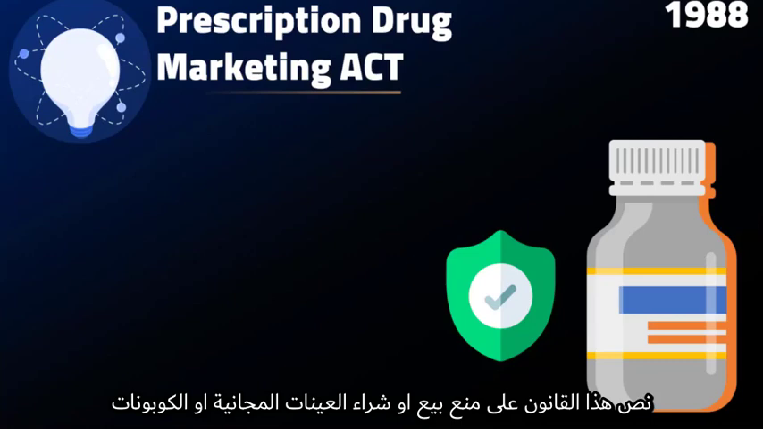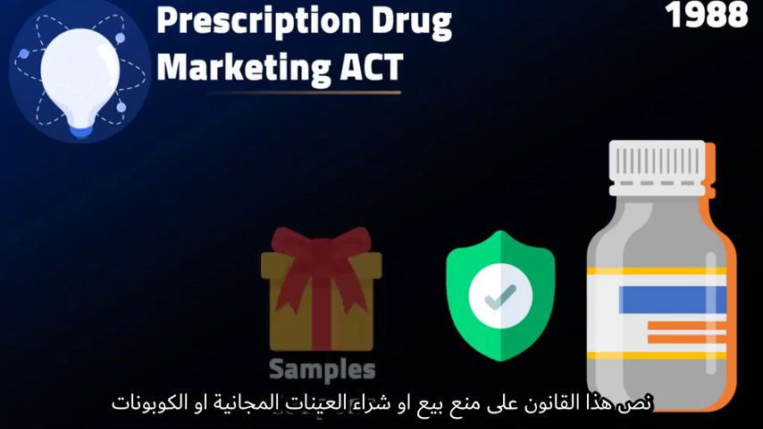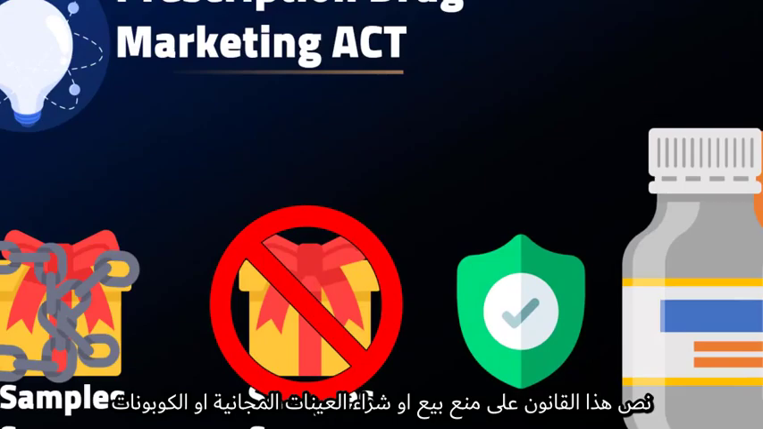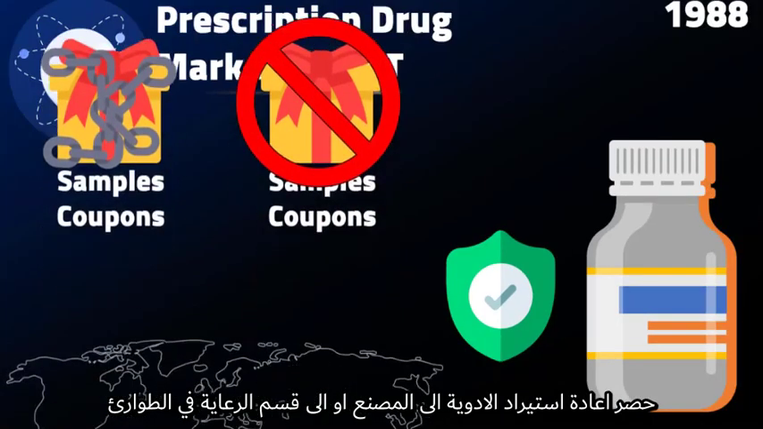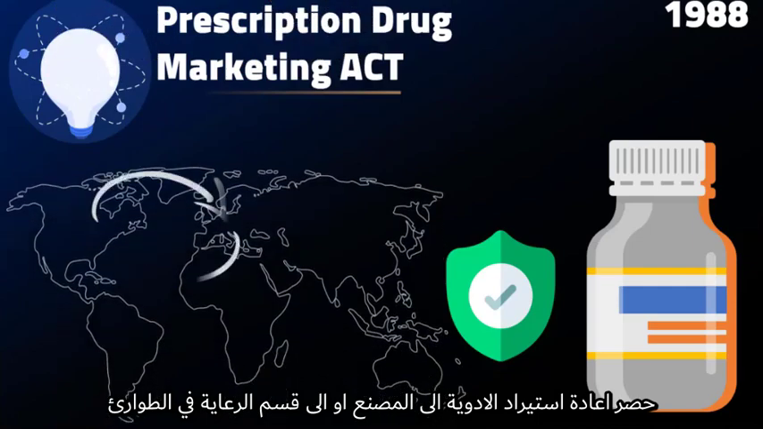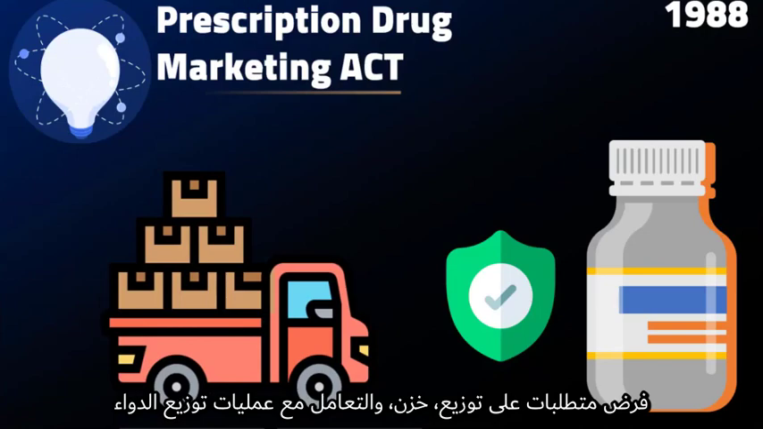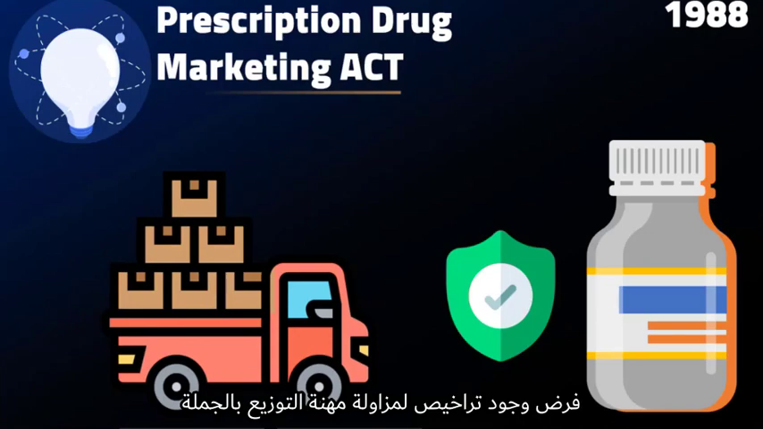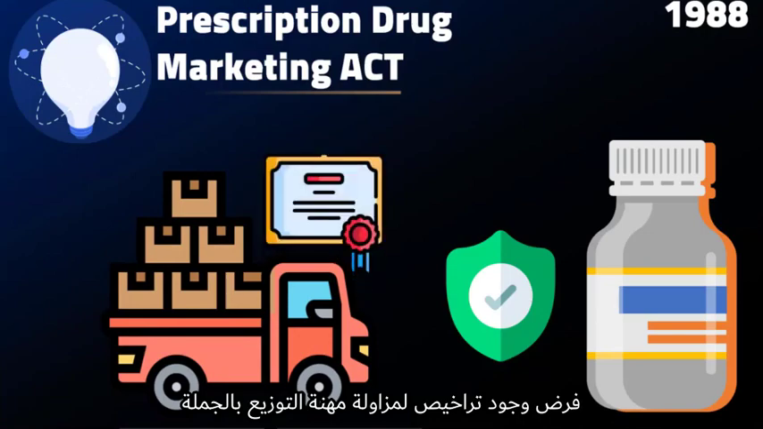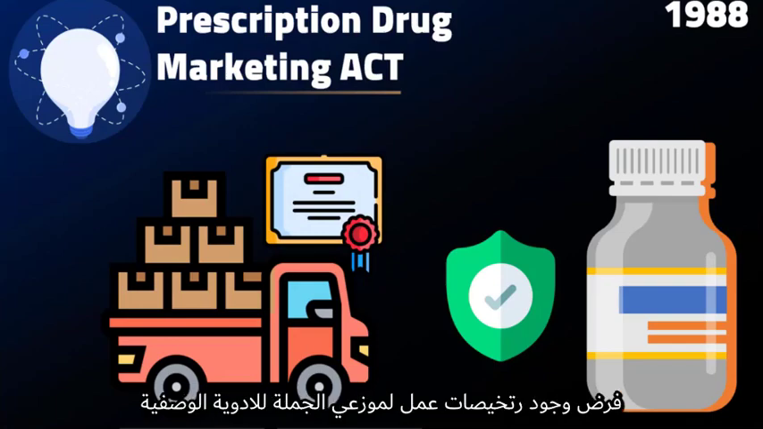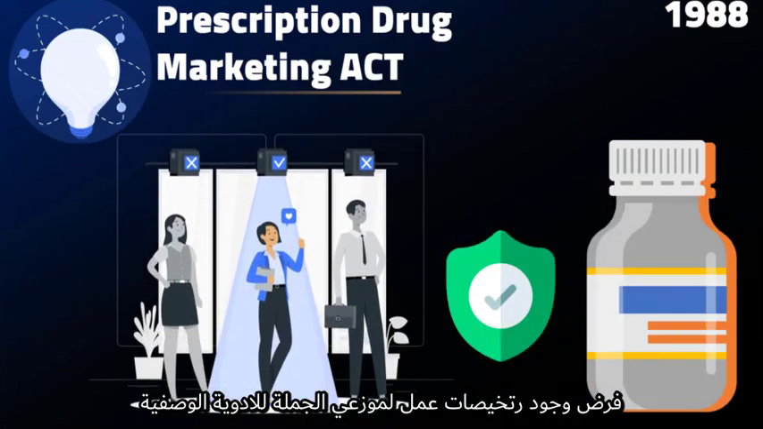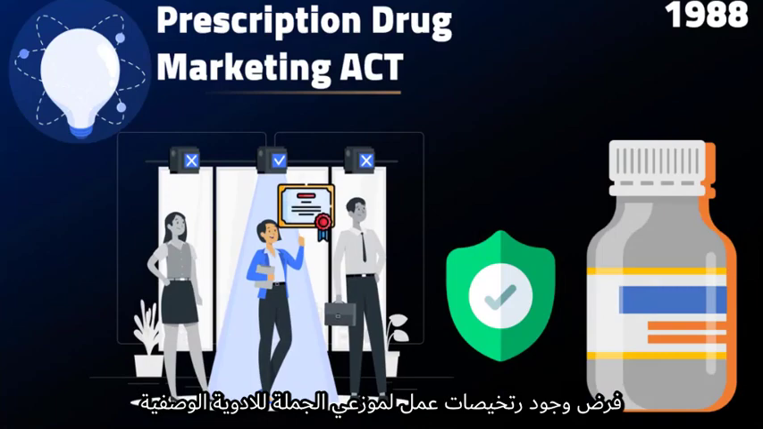This act stated that 1. Banned the sale, purchase, or trade of the drug samples and drug coupons. 2. Restricted reimportation of prescription drugs to the manufacturer of drug product or for emergency medical care. 3. Established requirements for drug sample distribution, storage, and handling. 4. Required state license of wholesale distributors of prescription drugs. 5. Established requirements for wholesale distribution of prescription drugs by unauthorized distributors.